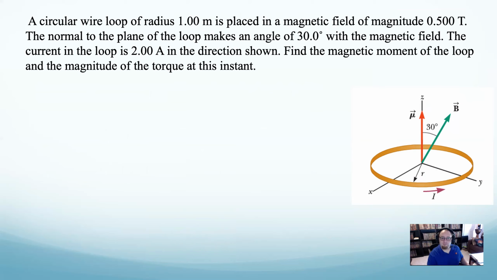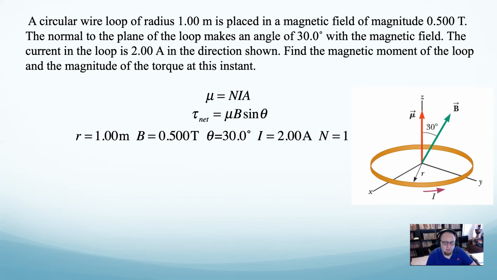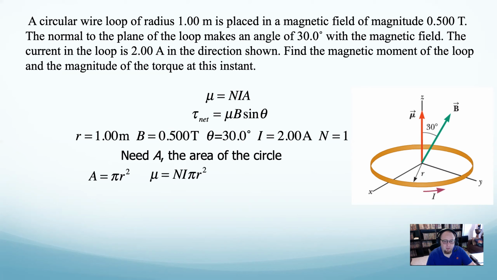Magnetic moment is NIA, and the torque is mu B sine theta. At this point, it's just plug and chug, right? Here's the information I know. A in NIA is the area of the circle. So I do need to know the area, but it's a circle, so the area is just pi r squared. And so mu is just N I pi r squared. Now N, it's 1 turn, so N is 1. I will be the current, which was given, times pi r squared. There's the magnetic moment.